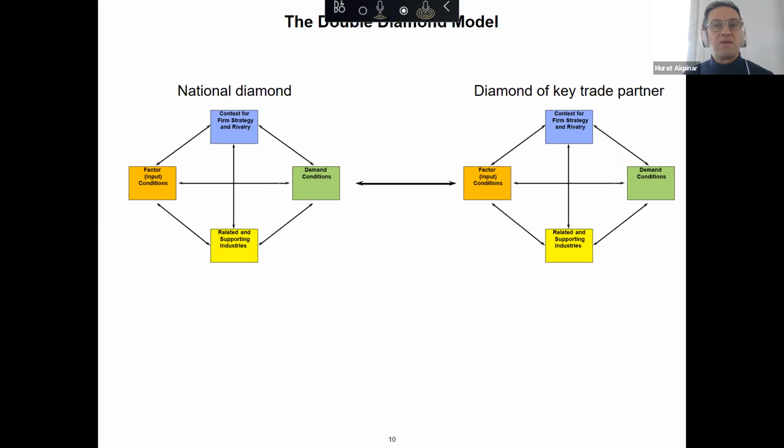So the double diamond model was introduced in the 1990s following the diamond model to suggest that in analyzing the competitiveness of Canadian companies, we should also take into account the diamond of the USA, which is Canada's key trade partner. Nowadays, we can also question, when we are assessing the competitiveness of Finnish companies and talk about the demand conditions, whether we should concentrate only on the home demand, which is the 5.5 million people of Finland, or take into consideration the whole European Union single market, which is altogether more than 500 million people. So these are the debates around the diamond model.